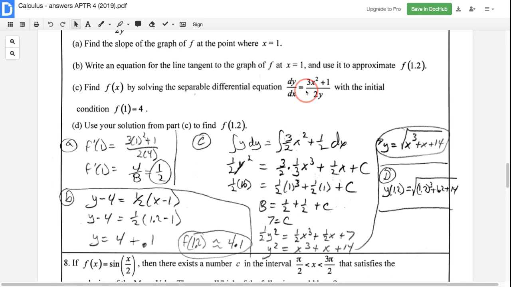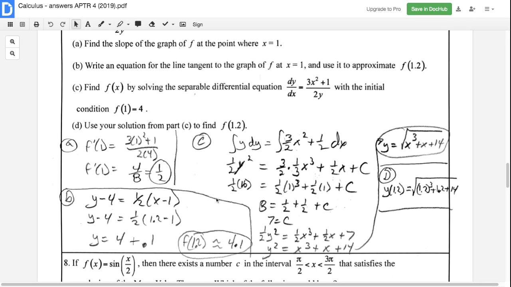So I'm going to solve the separable differential equation. I'm going to move the y over, and I'm going to move the dx over, which is what I did here. Remember, separating is worth 1 point. Integrate this, gives me that. Integrate this, so the 3/2 stays. X squared turns into 1/3 x cubed. And integrate that, gives me 1/2 x. Don't forget about the plus c.